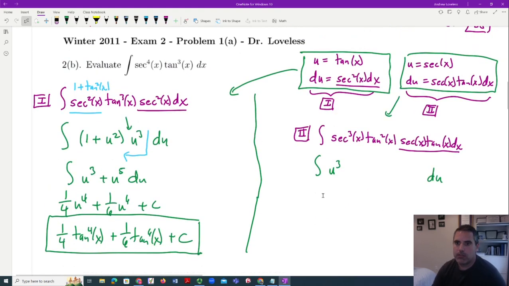All right, let's do this one. Again, there'd be no reason to do both. So we just said that tangent. So we said that 1 plus tangent squared is secant squared. So that means tangent squared is secant squared minus 1.